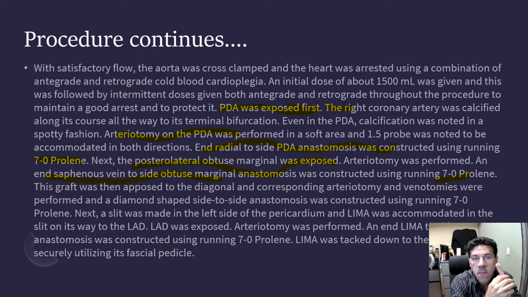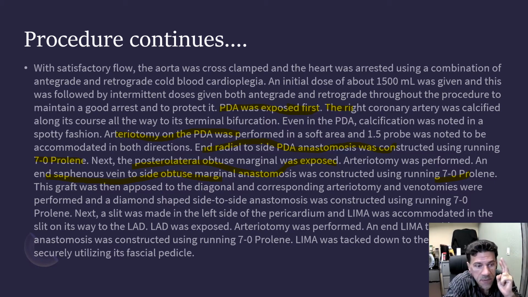So we have two bypasses so far. First one, using the device radial artery to the posterior descending artery. That's the first bypass you're going to code. Second bypass, they use the saphenous vein, a different device, to the obtuse marginal. All right, we have two different devices. We have to code two different bypasses. All right, let's continue reading.